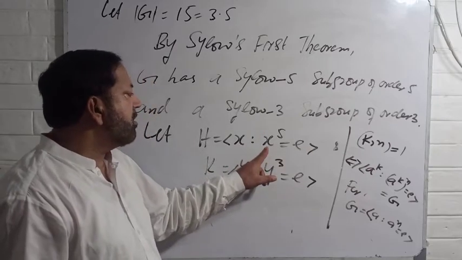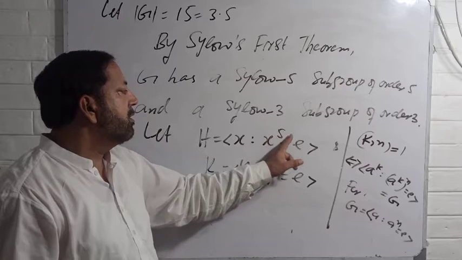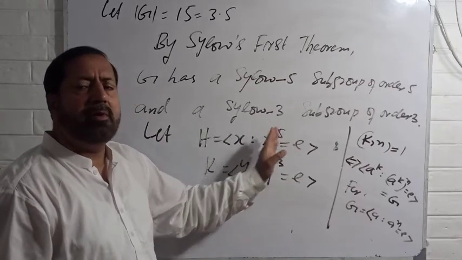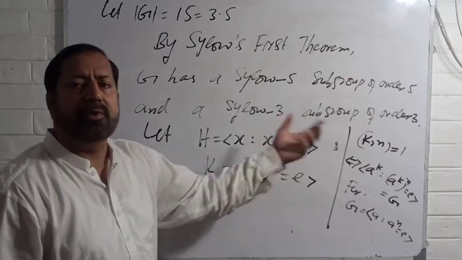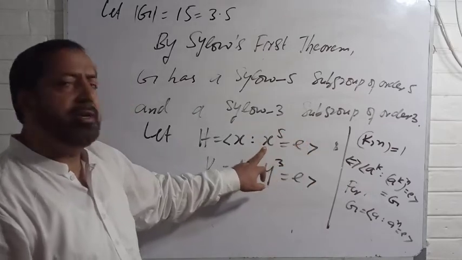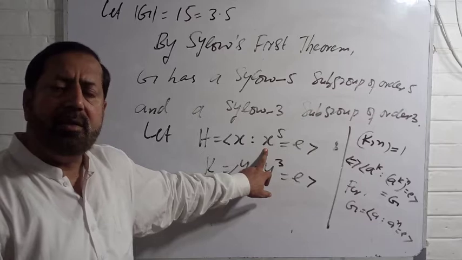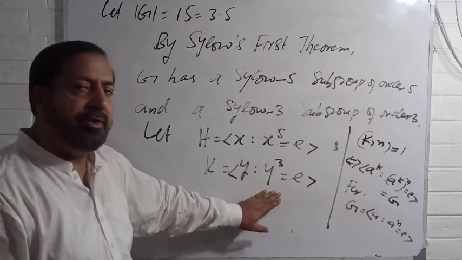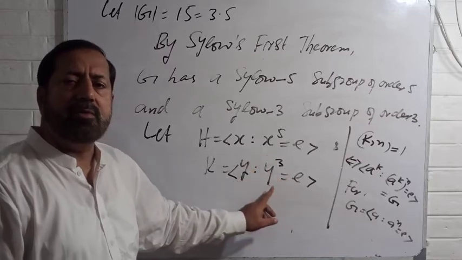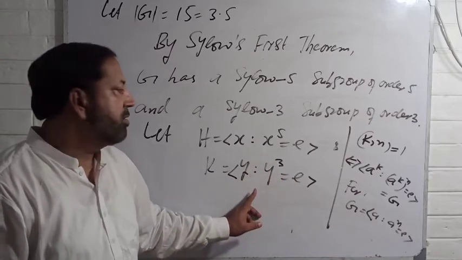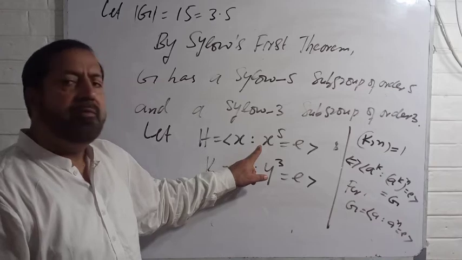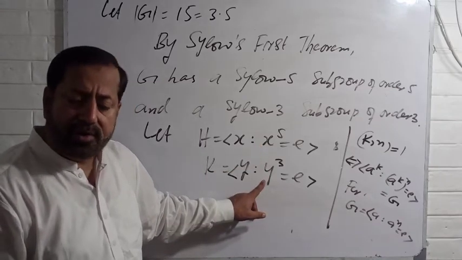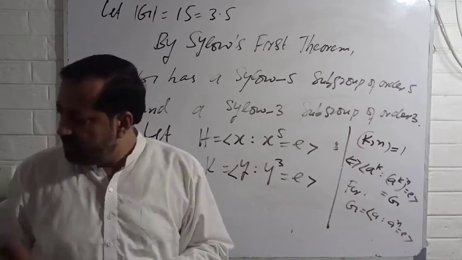Since 5 is a prime number, all powers 1, 2, 3, 4 are relatively prime to 5, so all are generators. So other than the identity, all elements of this group are in fact generators. Similarly, other than the identity, all elements of this group are generators. So this means there are 4 elements of order 5 and there are 2 elements of order 3.